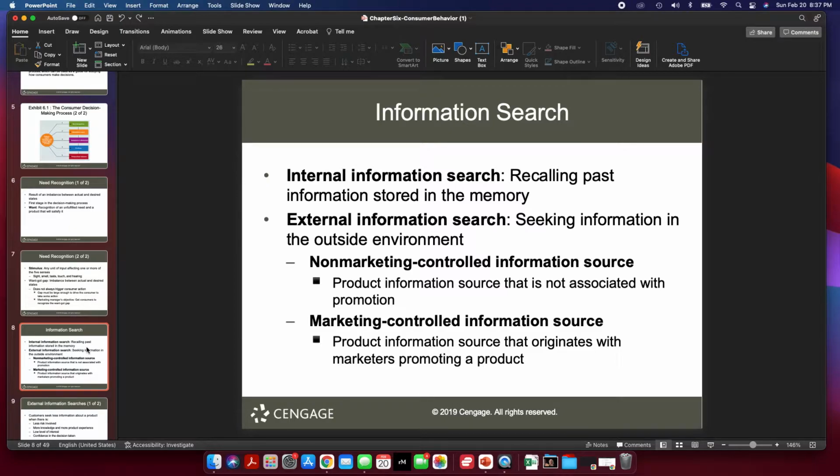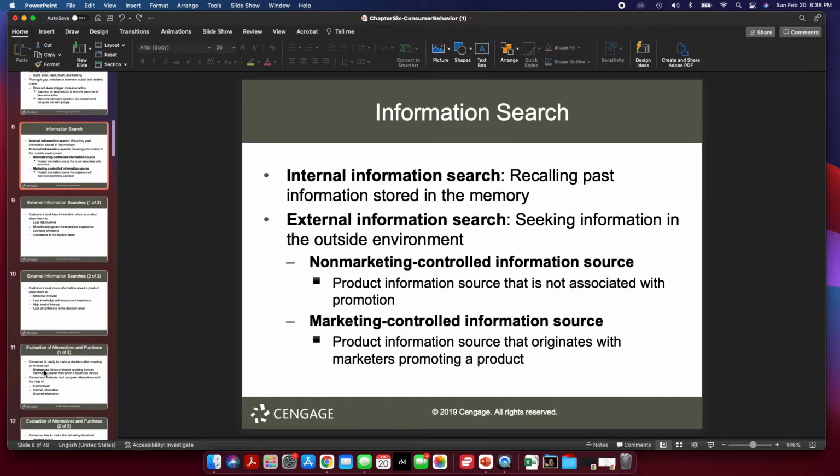External information searches also affect your decision-making process. Non-marketing controlled information can be a product information source that is not associated with the promotion. This can affect your search. And also a marketing controlled information source, so whether it's an advertisement or not an advertisement, these things can affect your information search and how you go about the decision-making process.